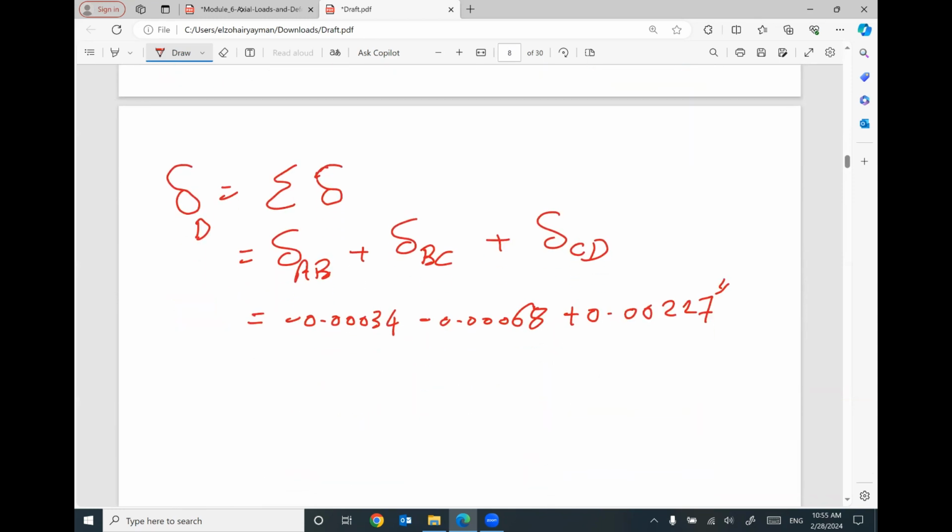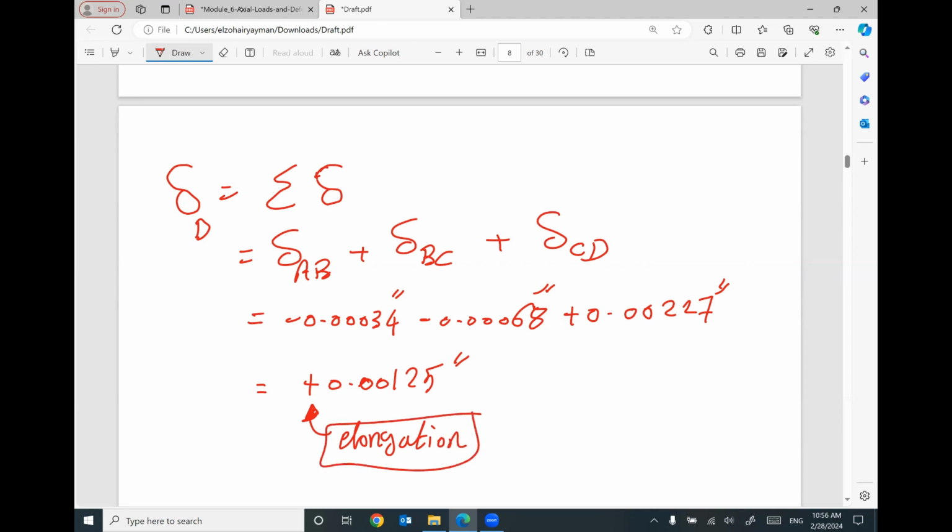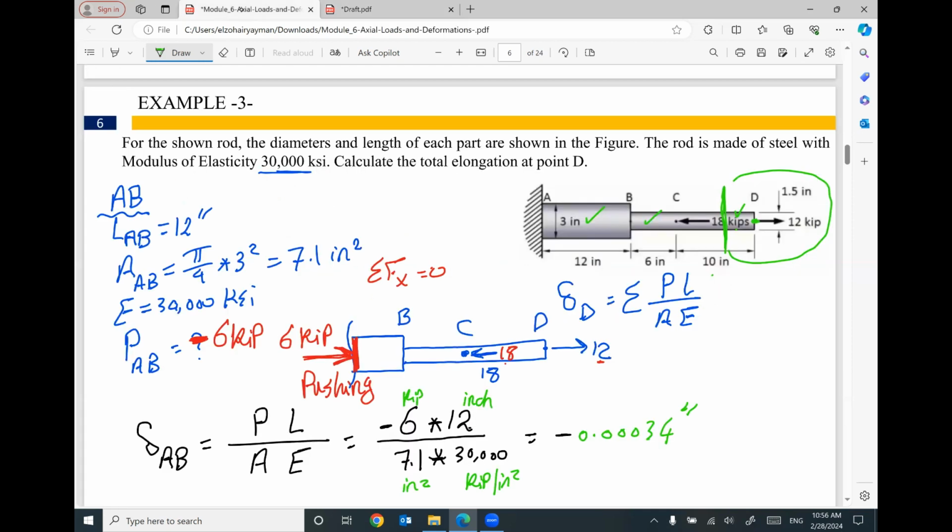So this one is in inch, in inch, in inch. What will be the final answer? Make sure to check whether the final answer will be negative or positive. I don't know. Equal positive 0.00125 inch. Positive means elongation. So the final conclusion: this member will be elongated at point D by 0.00125. So calculate the total elongation at point D.